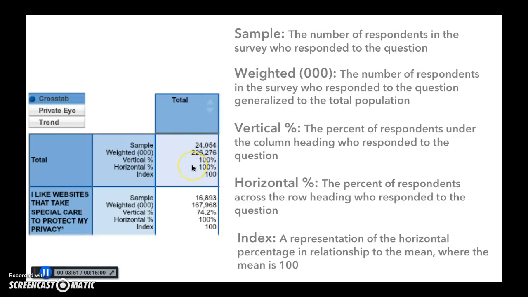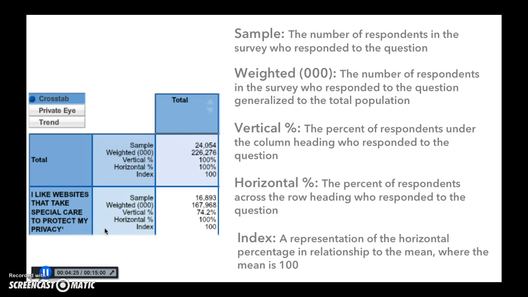Moving along to the next two rows, they're noted as a vertical percentage and a horizontal percentage. The vertical percentage is the percent of respondents under the column heading that responded positively to the question. That means that 74.2% of all people agree with the statement, "I like websites that take special care to protect my privacy." The horizontal percentage represents the percent of respondents across the row heading.